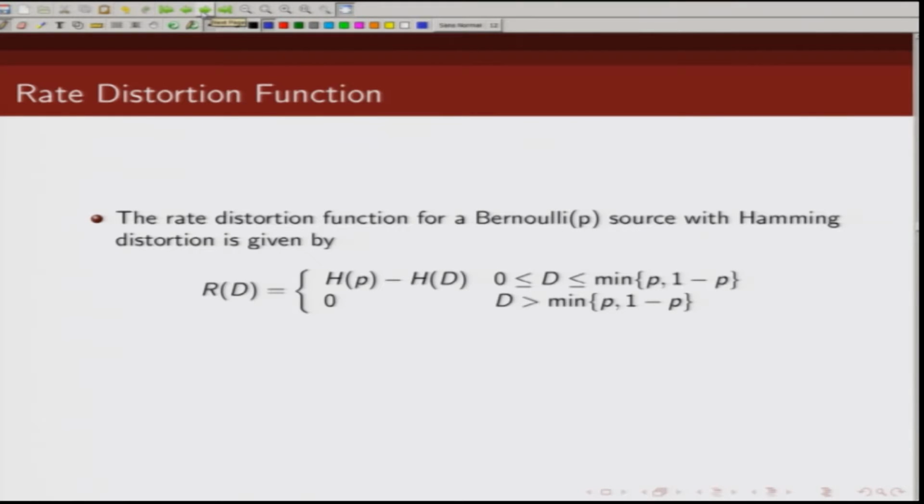Now, let us take another example. This time we are considering a Bernoulli source, and we are considering the Hamming distortion measure. We can show that the rate distortion function for this Bernoulli source is given by this expression. As long as d is within 0 and minimum of p and 1 minus p, it is given by h of p minus h of d, otherwise it is given by 0.